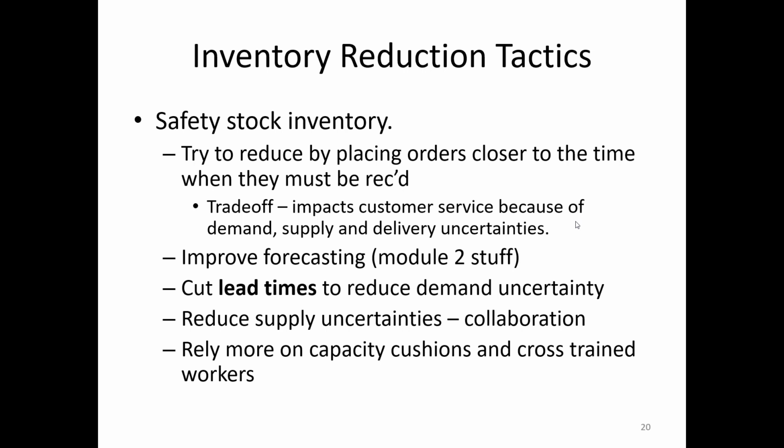Okay. Supply uncertainties: we have safety stock because our supply chain is a little bit tumultuous, or there are some uncertainties there. Anything that we can do that reduces those uncertainties, so that we get what we expected, reduces variability in that sense, and that is a really great tactic for reducing safety stock inventory.